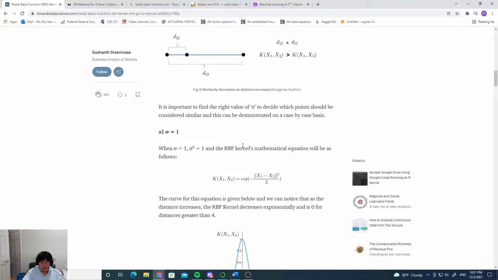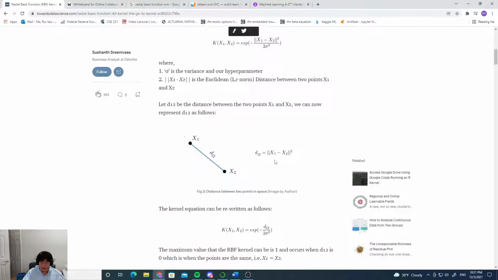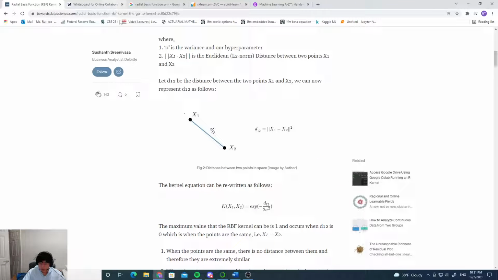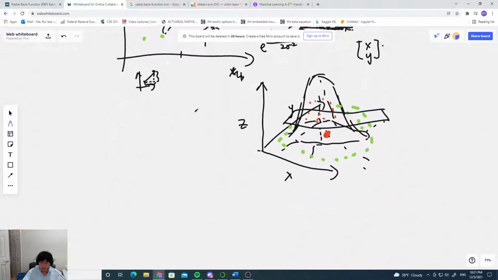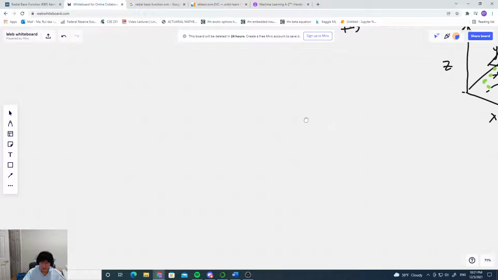So now, if this distance right here is really, really close, what's going to happen? Let's apply a little more math into this. We have x1 minus x2, squared. This is very small. So then e to the power negative some very small value divided by 2 sigma squared.